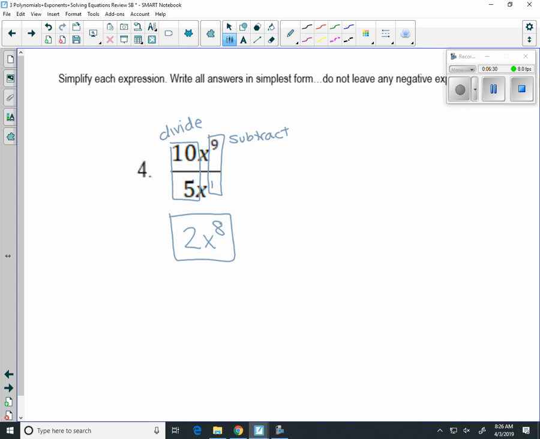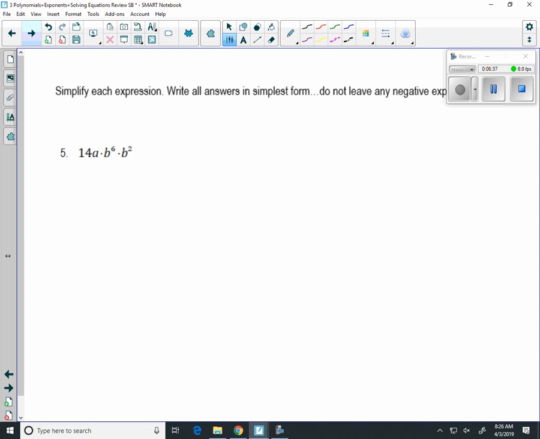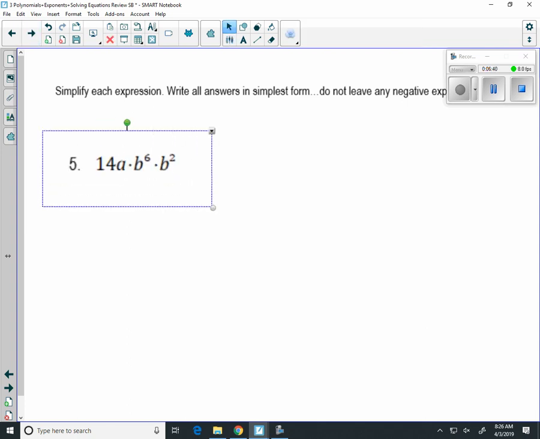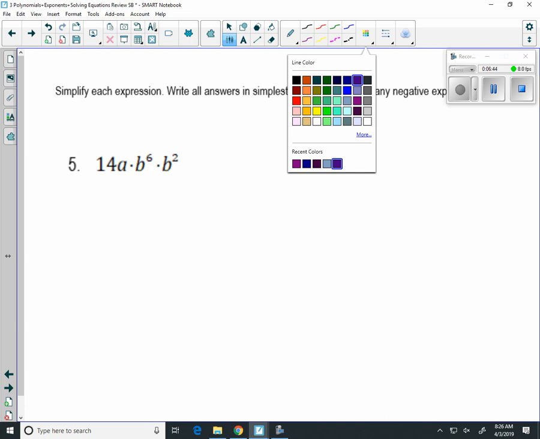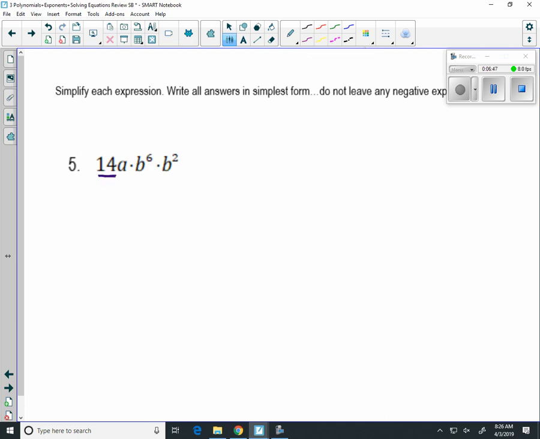Remember, the only thing that we do with exponents is add, subtract, or multiply. So those are the operations that you're doing. Like this one, the only thing to do on this one is to add the exponents. So 14 doesn't have anything to multiply with. A doesn't have any like bases either, but B's do. So if we have the same base and we're multiplying, we add our exponents. 6 plus 2 is 8.